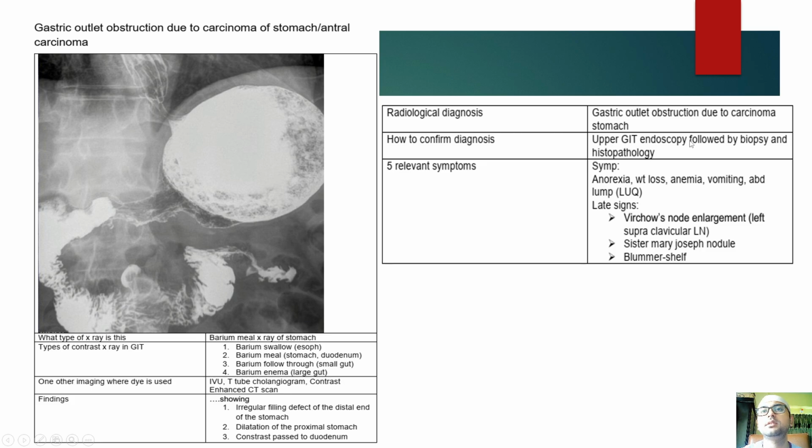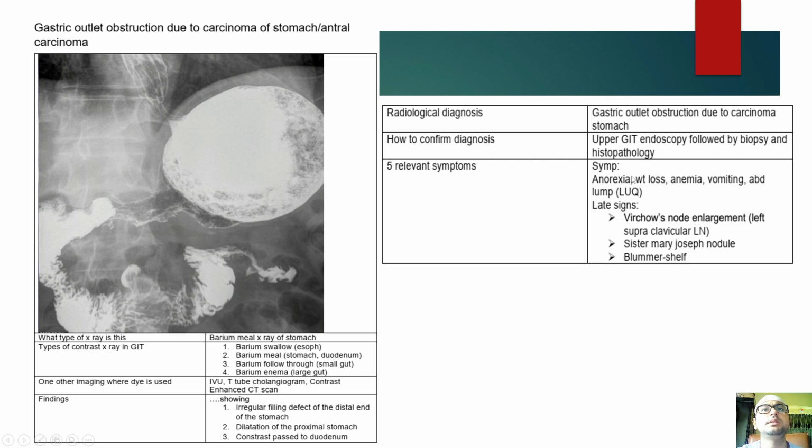Upper GI endoscopy followed by biopsy and histopathology is the gold standard test, and we will take 8 to 10 different biopsies from different segments of the stomach, because stomach malignancy is scattered, diffuse in nature. So for some reason, normal tissue might not be present. That's why 8 to 10 biopsies must be taken.